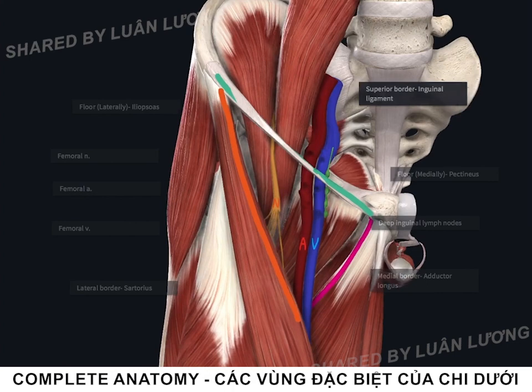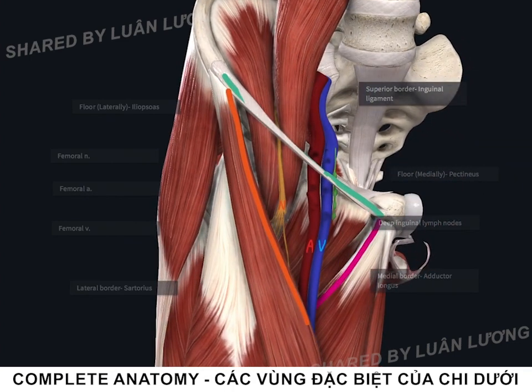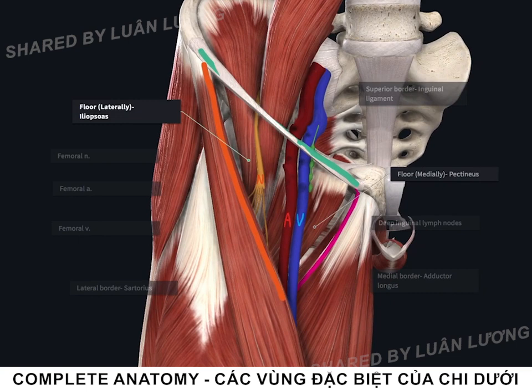Deep to the contents, the floor of this area is going to be made by the iliopsoas muscle laterally and the pectineus muscle medially. Recall that the iliopsoas was formed by the psoas major and iliacus as they join inferior to the inguinal ligament. So the iliopsoas will be deep to the contents laterally, while the pectineus muscle will be deep to the contents medially.